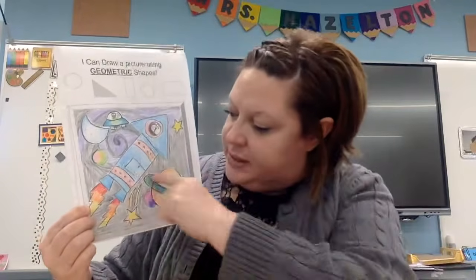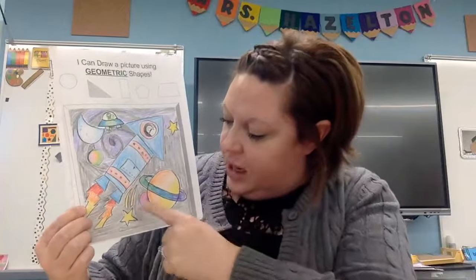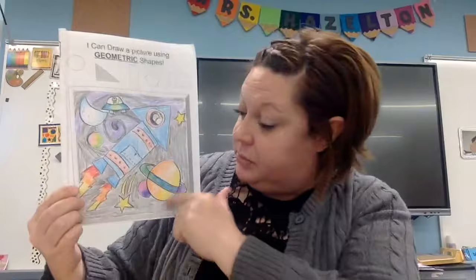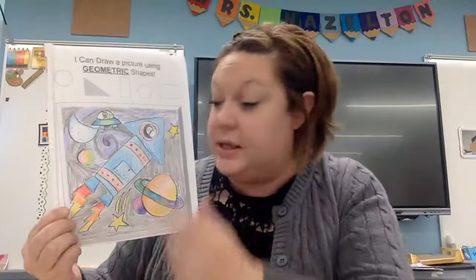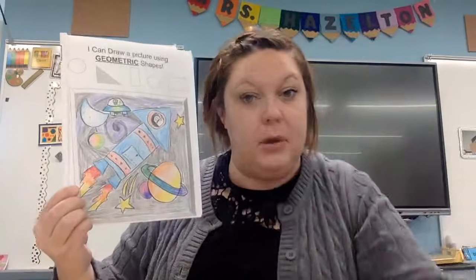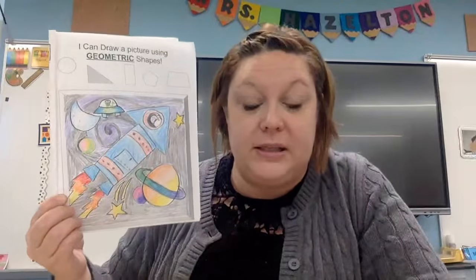All right, so my geometric shape picture is all done. I've used triangles and rectangles and trapezoids. I've done some star shapes, some circles. Okay, so I can't wait to see what you come up with. It doesn't have to be an outer space picture. You could do a picture of your backyard, your house, maybe some animals, like cats have circles with triangles on top. Okay, so possibilities are endless, and I cannot wait to see how creative you get.